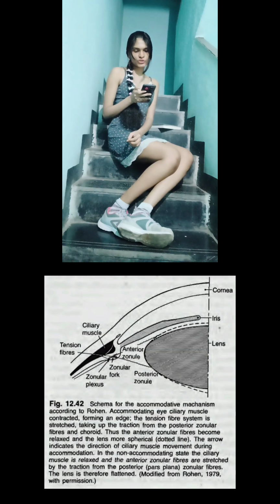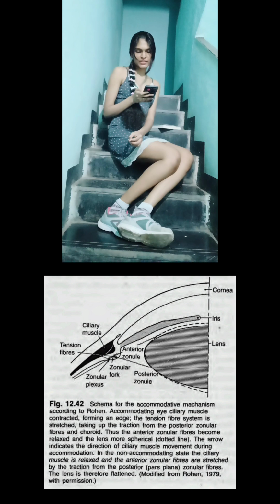Now figure 12.42. Schema for the accommodating mechanism according to Rohen. Accommodating eye: ciliary muscle contracted, forming an H. The tangent fiber system is stretched, taking up the traction from the posterior zonular fibers and choroid. Thus, the anterior zonular fibers become relaxed and the lens more spherical, dotted line. The arrow indicates the direction of ciliary muscle movement during accommodation.